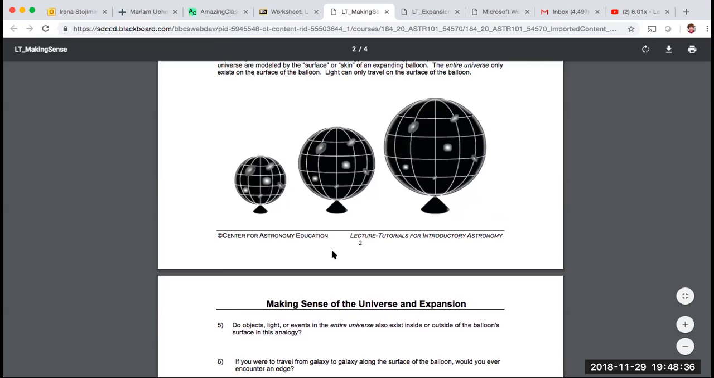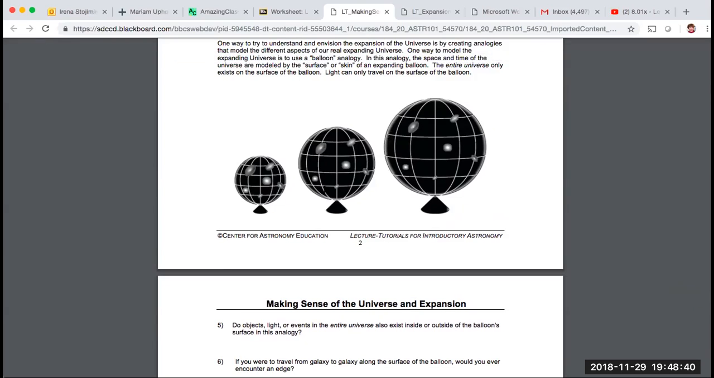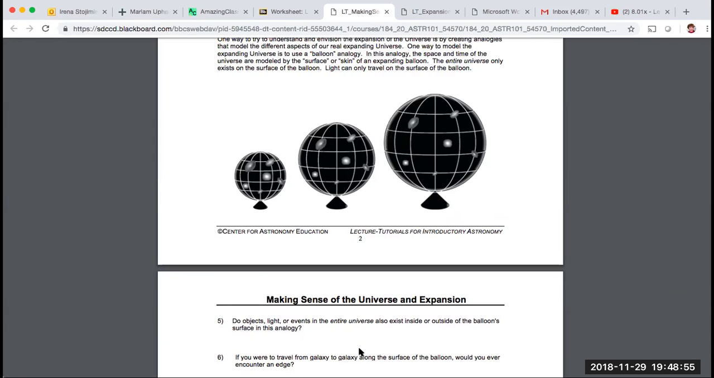That's why I don't like this kind of analogy, right? Because for me, it's not that intuitive, like the raising bread. So you're only on the surface, right? Oh, yeah. Okay, fine. So do objects, light, or events in the entire universe also exist inside or outside? No, the whole universe is on the skin or surface of the expanding balloon, right?